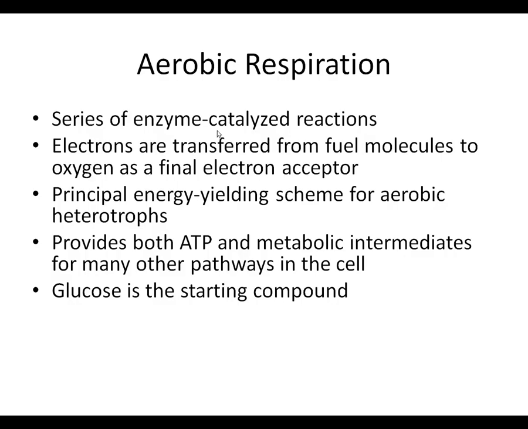In aerobic respiration, we're going to have a series of enzyme catalyzed reactions. We're going to transfer electrons from molecules like glucose to oxygen, which is our terminal electron acceptor. This is the principal energy producing mechanism for chemoheterotrophs, those aerobic chemoheterotrophs. It provides both ATP and those metabolic precursors, and it is going to be the set of pathways that will break down glucose the most efficiently.